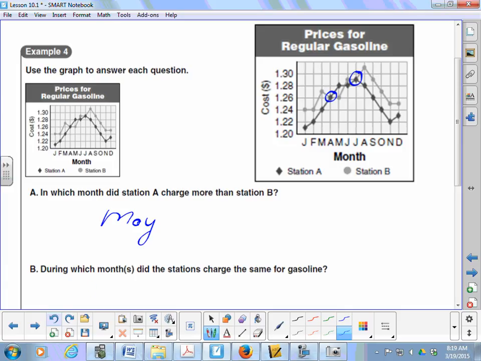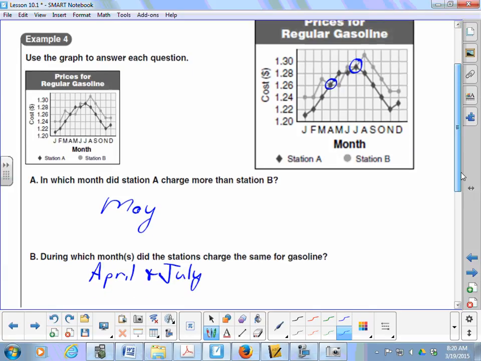Okay, so April and July, they charge the same price because it's $1.26 in April and it looks like about $1.29 in July. Okay. All right. Man, that would be nice.